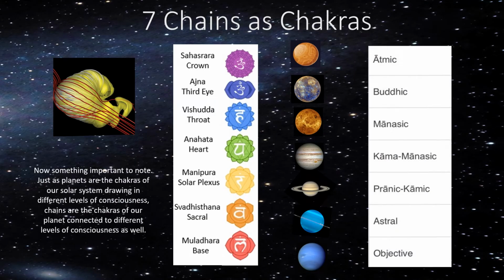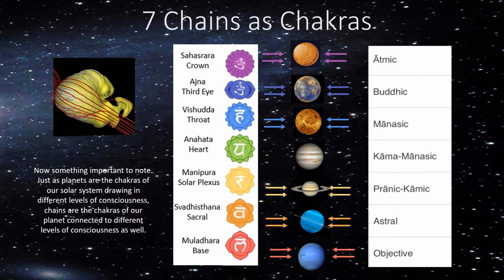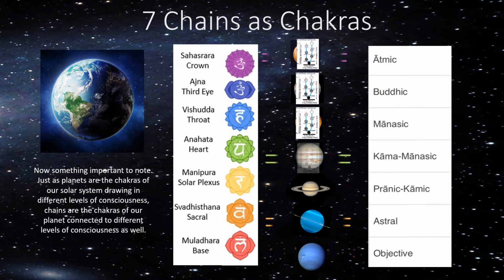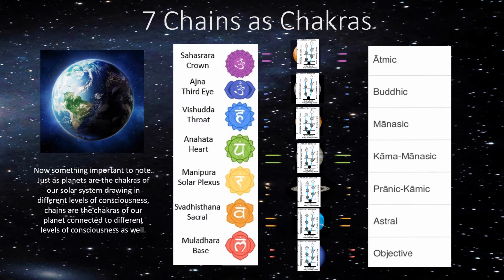Now, something important to note. Just as planets are the chakras of our solar system or solar logos, drawing in different levels of consciousness, chains are the chakras of our planet, connected to different levels of consciousness as well.